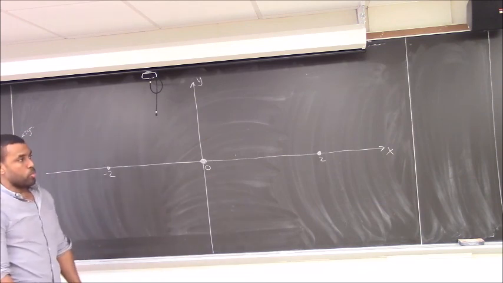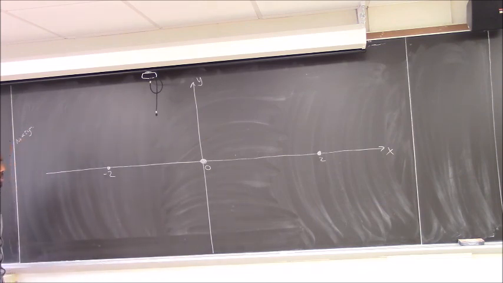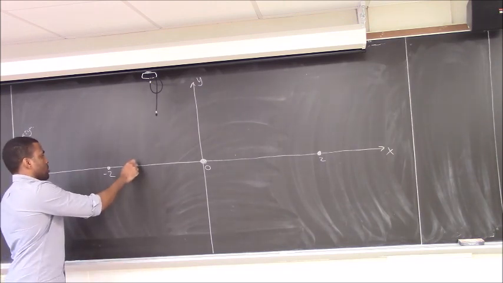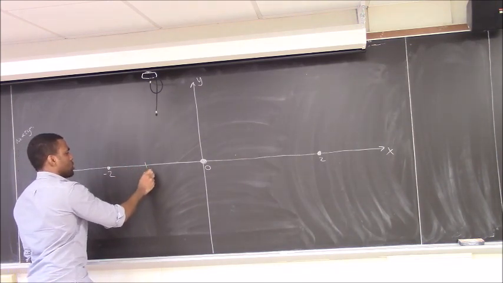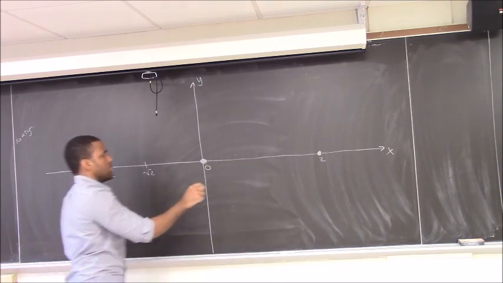The next step was talking about increasing, decreasing, max and mins. Where was I increasing? Between -2 and -√2, where you're decreasing. You mean negative radical 2, right? And positive radical 2? Yeah.